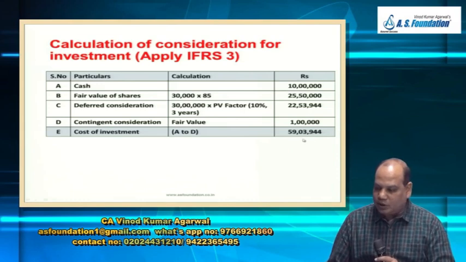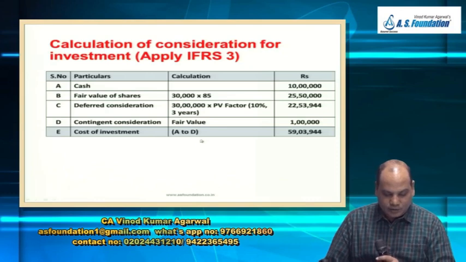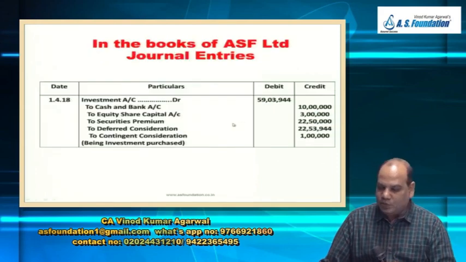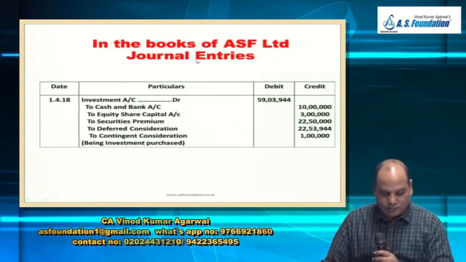So first we will pass entry today for acquisition of investment, and then we'll pass entry for the finance cost on deferred consideration. Is it right? We have to pay 30 lakh, but I have recorded present value. So every year we will compute interest at 10%, and that will be treated as finance cost. And then we will also pass one entry for payment of contingent consideration.